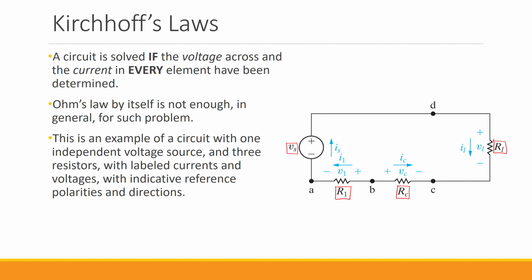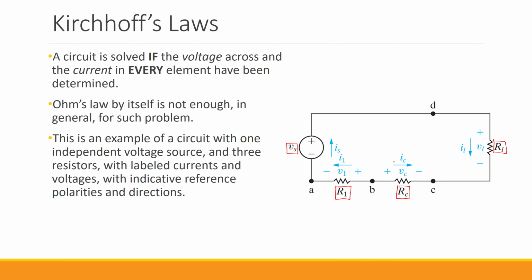But what are the unknowns in this circuit now? We said that if a circuit is solved, the voltage across and the current in every element should be known. So here, for the voltage source, even though we know the voltage across it, we don't know the current that goes through it. For resistor R1, we don't know the voltage, and also we don't know its current. The same is true for RC and RL.